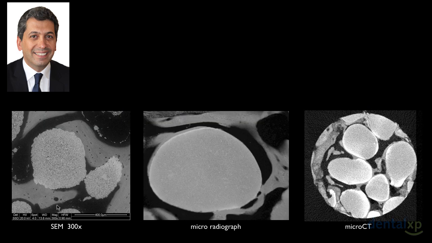Also on scanning electron microscopy, you can see the nice bone to graft contact here. You can see on a microradiograph the osteoconductivity of such a biomaterial with a lot of bone particles. Also on a micro CT here, you have a lot of bone particles, bone formation between the particles that we had.